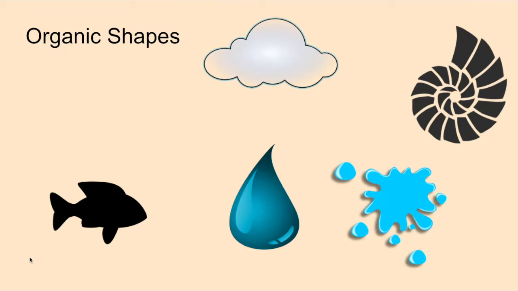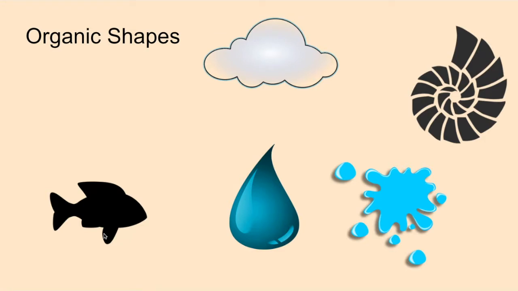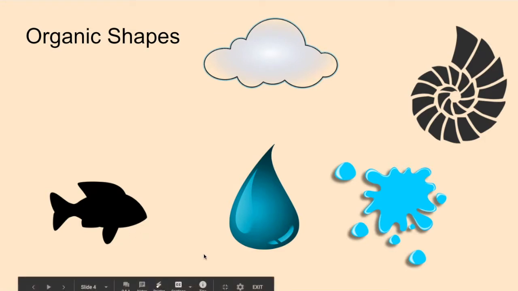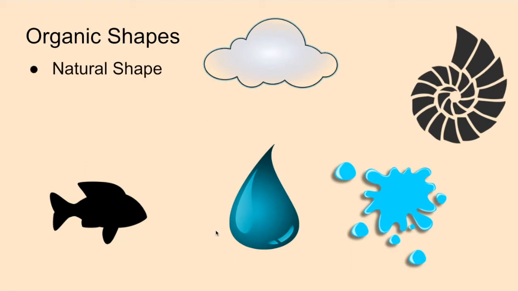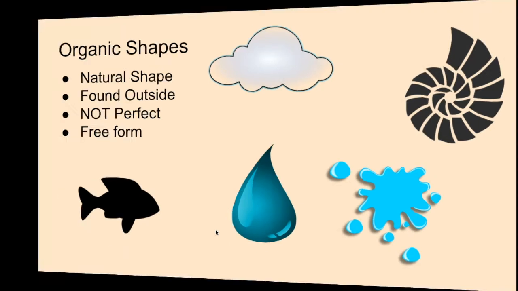Organic shapes are the opposite of geometric shapes. We often find them in nature. You may have heard of organic milk or organic vegetables. That just means that they are natural, found outside in nature. Some organic shapes are clouds, raindrops, puddles. They kind of look like blobs, animals, seashells. These are the natural shapes, often found outside. They are not perfect. We sometimes call them free form because they could be blobs or move.